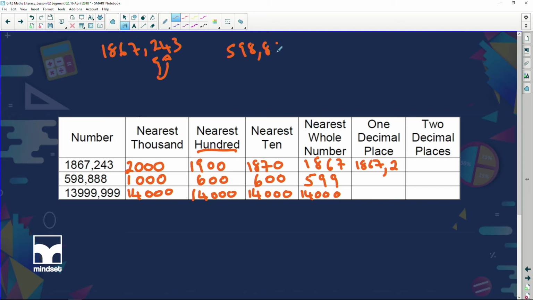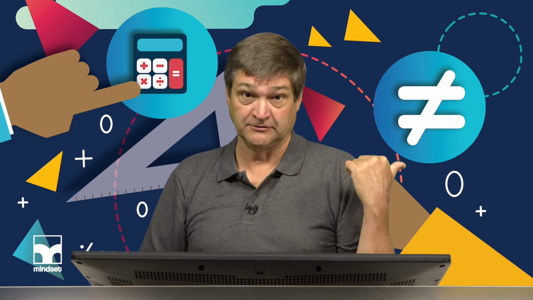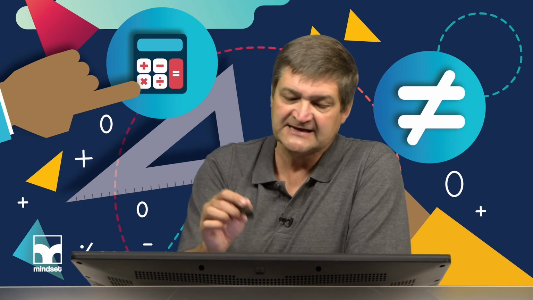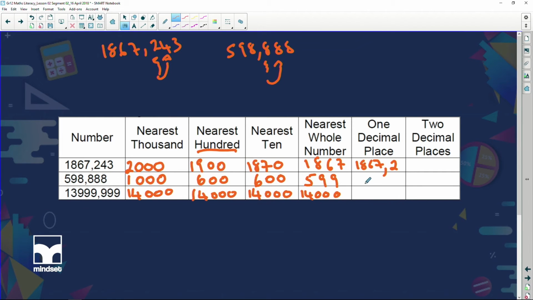Next one, 598,888. First decimal place is affected by the next number. That 8 says, hey, I'm a big number. You better change, bro. Okay? And so it does. And what's it going to change to? A 9. So I've got 598,9.